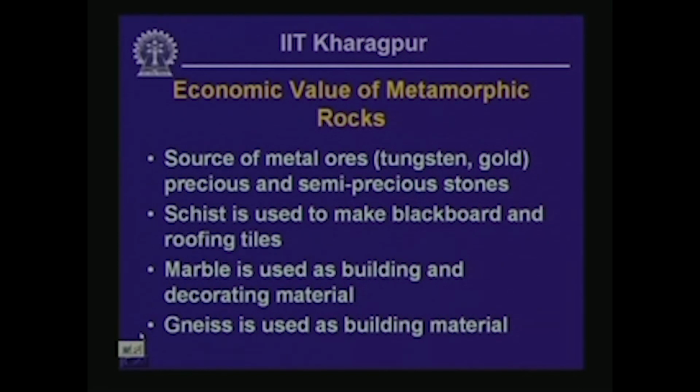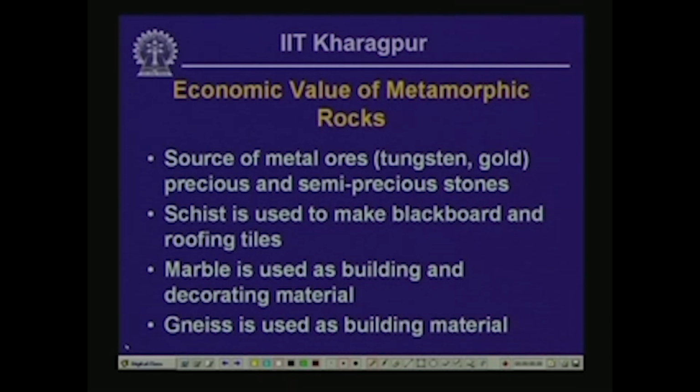Economic use of metamorphic rocks. Metamorphic rocks are a very major source of rare metal ores such as tungsten and gold, which we have already discussed a little bit. They are also a rich source of precious and semi-precious stones. Schist and marble are used as building material, and gneiss is also used as building material.